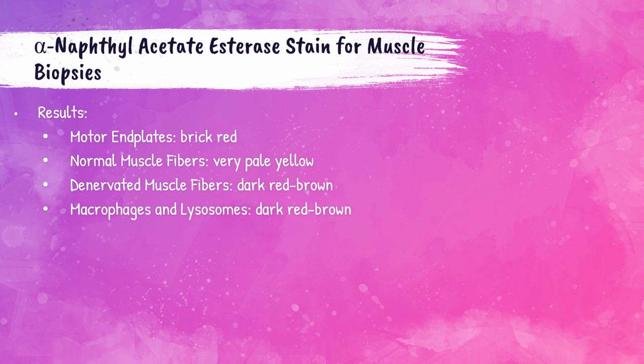When properly stained with the alpha-naphthyl acetate esterase stain, normal muscle fibers will be a very pale yellow. Motor end plates will be brick red in color. Denervated muscle fibers, macrophages, and lysosomes will be a dark red-brown color as well.